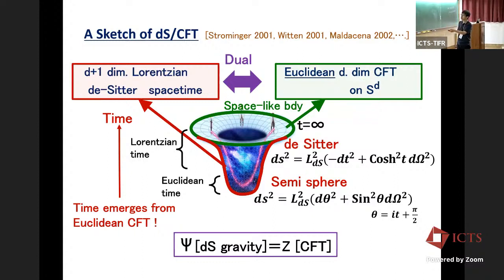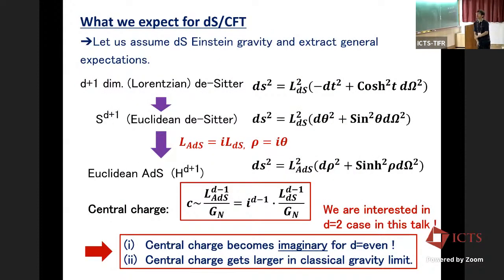In this case, especially, it gives a wave function of the universe. We pass the integral up to this boundary, which is future infinity. The important point is that in this picture we have a Euclidean CFT, but the time direction is an extra dimension. Somehow the time direction should emerge from this picture. That makes understanding this dS/CFT very difficult. And then we'd like to discuss what we expect for this dS/CFT.